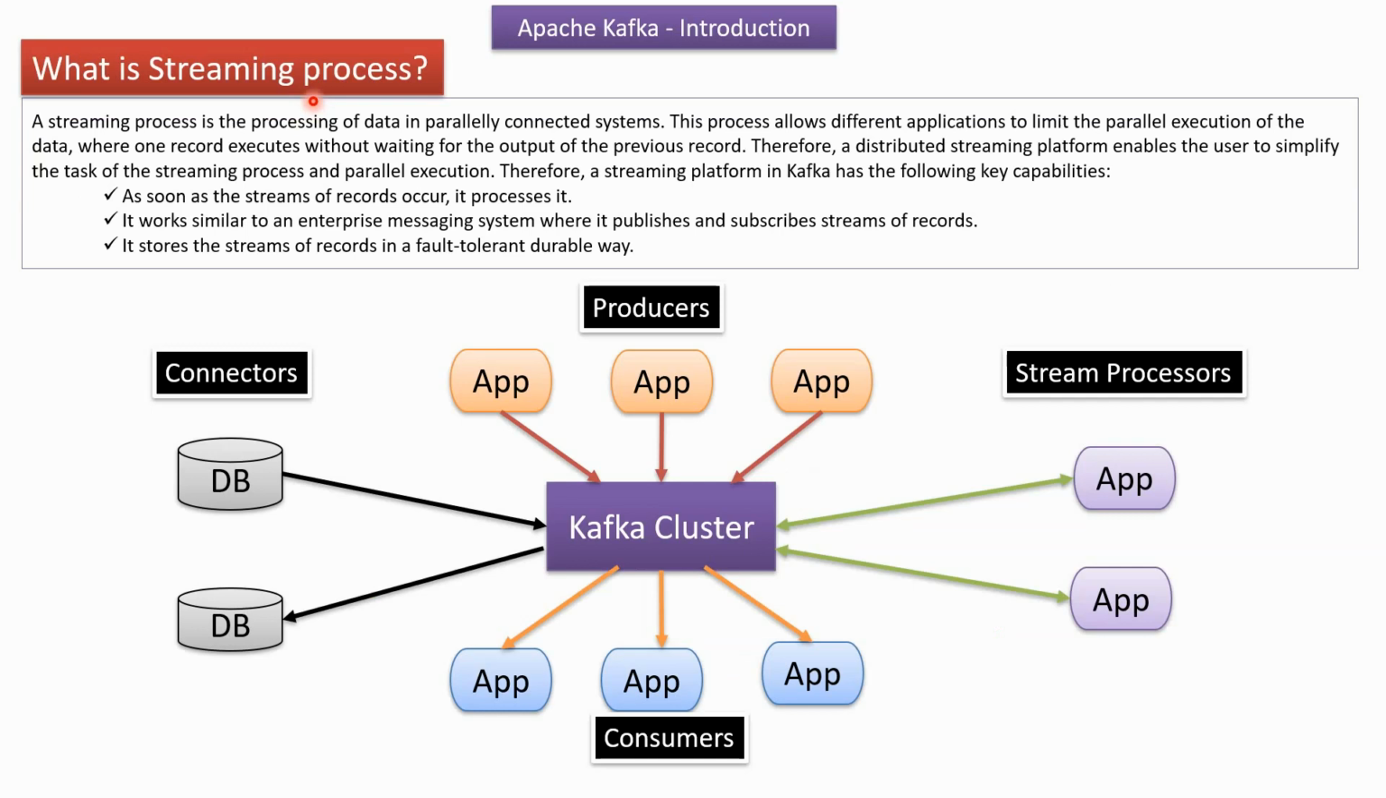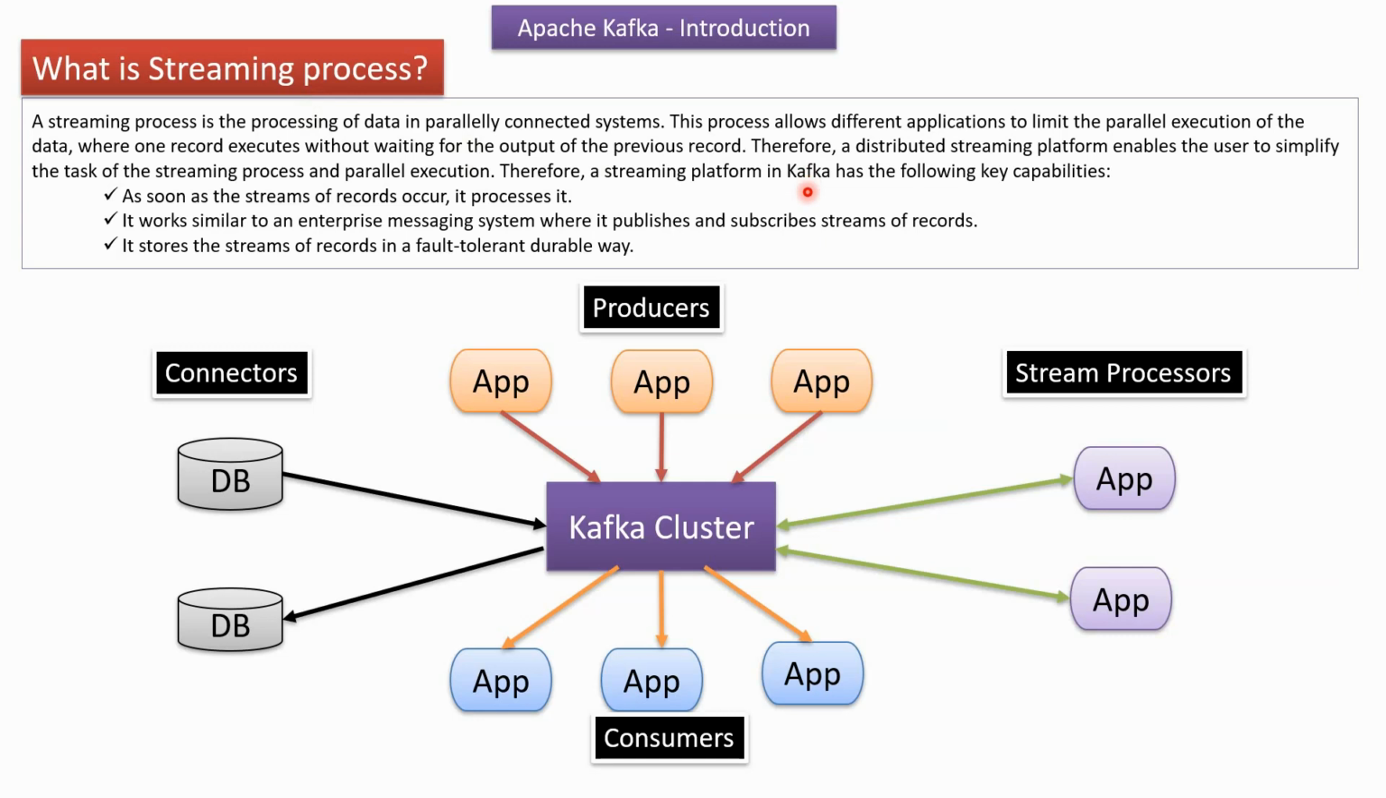Here we will see what a streaming process is. A streaming process is the processing of data in parallelly connected systems. This process allows different applications to limit the parallel execution of the data, where one record executes without waiting for the output of the previous record. Therefore, a distributed streaming platform enables the user to simplify the task of streaming process and parallel execution.